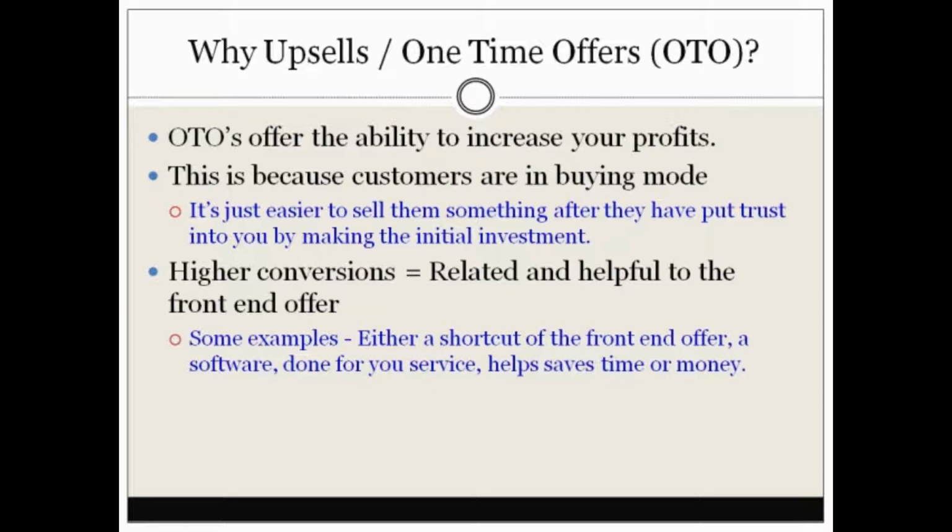So some examples of a one-time offer: let's say you have a front-end offer that describes some sort of strategy or system or process. Then for your one-time offer, you could offer a shortcut of the front-end offer. Let's say the front-end offer system would take you normally 5 hours to implement, but you're offering a one-time offer for a piece of software or maybe some shortcuts, secrets that your customers can use to speed the process from 5 hours to, let's say, 15 minutes. So that could be your one-time offer.